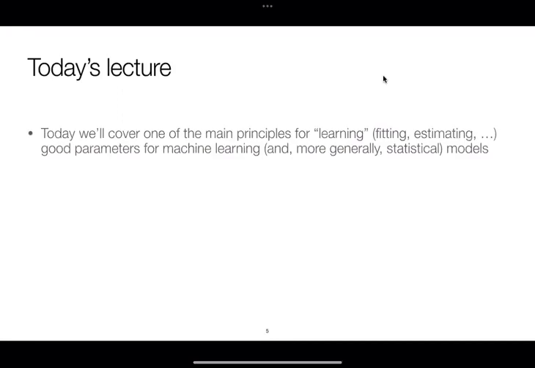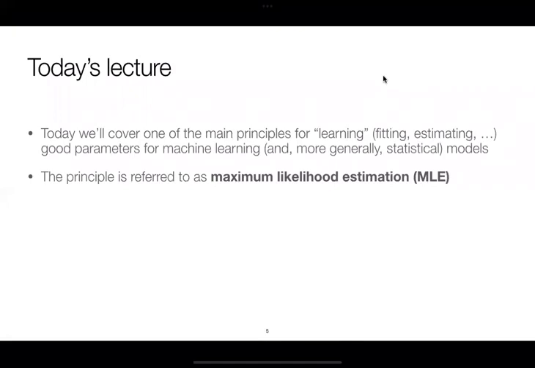Okay, so today's lecture is going to be about covering one of the main principles for what in this class we'll call learning, right? But in other areas like statistics or electrical engineering, they use other terms like fitting, estimating, sometimes even identifying. But we'll call it learning parameters. What we'll talk about today is pretty generally relevant to all different types of statistical models, not just machine learning models. But obviously in this class, we'll focus on why it's relevant to machine learning in particular. Although in this lecture, we'll introduce it in a more general way. And the principle is referred to as maximum likelihood estimation, which maybe you could guess from the title of this lecture.